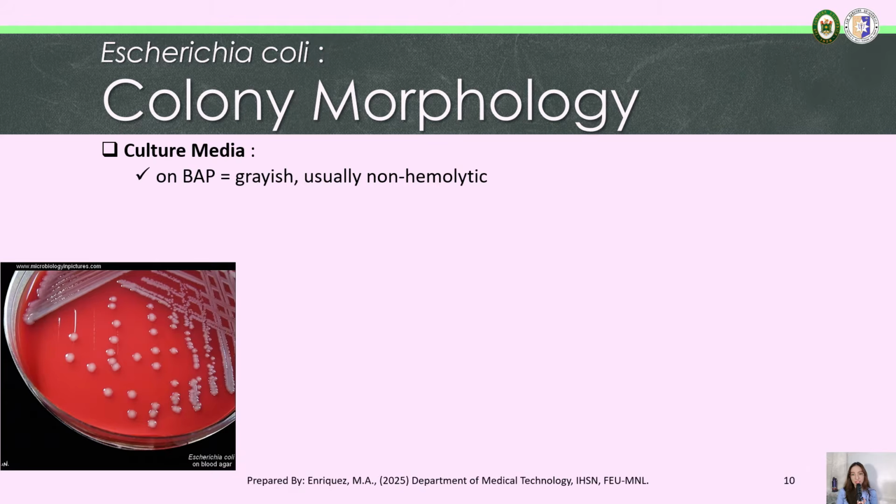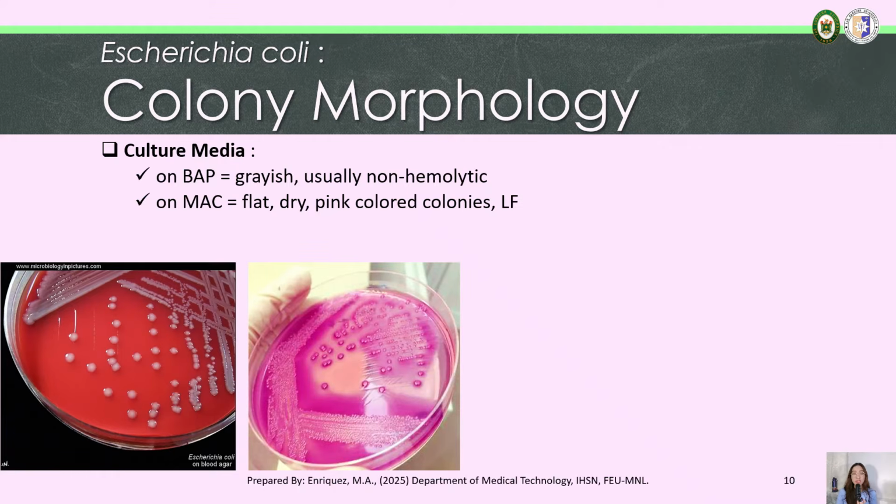On blood agar plates, most strains of Escherichia coli are non-hemolytic and they look like this first photo right here. Some strains have been described as beta hemolytic, but generally non-hemolytic po ang karamihan ng Escherichia coli. On MAC or the MacConkey agar, they are seen as flat, dry, and pink-colored colonies with a pink discoloration on the agar in the immediate surrounding of their growth, which tells us that they are lactose fermenters. Okay, so yun po yung meaning ng LF, lactose fermenting.